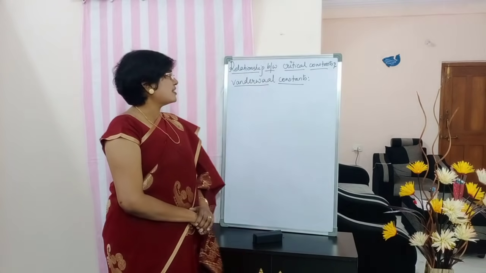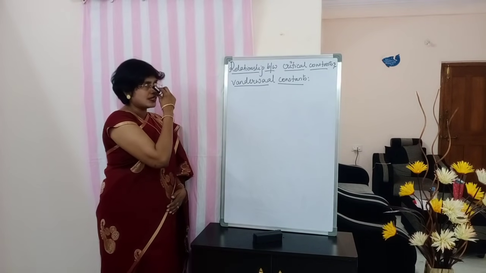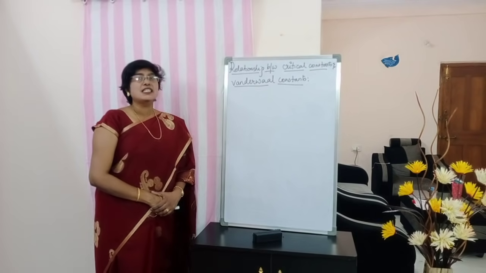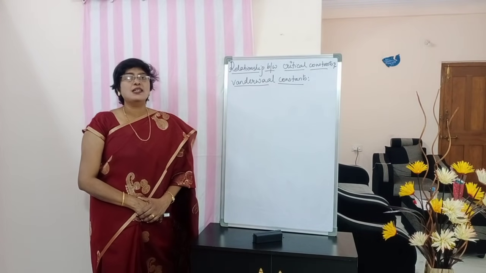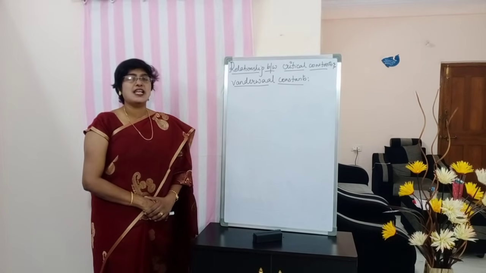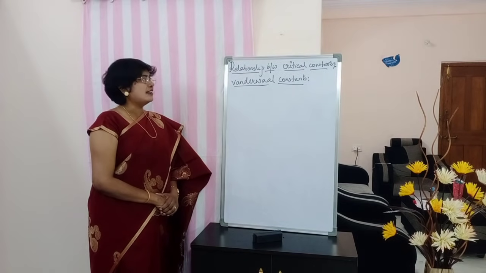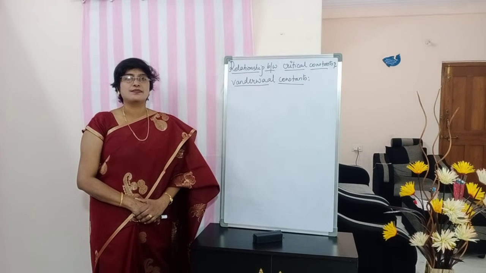Take a fresh new page or continue in that page if you have some blank space, students, after the last topic, that is relationship between critical constants and Vanderwaal constants. Critical constants means TC, PC and VC, whereas Vanderwaal constants means small letters a and b. Okay, so put the side heading and kindly underline, students.